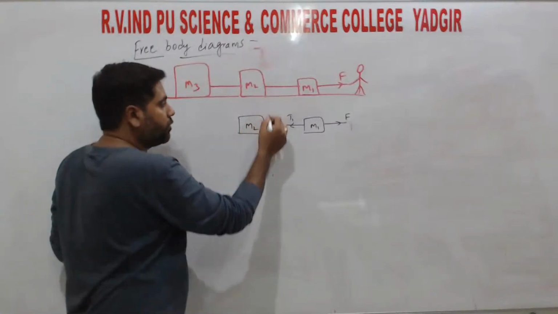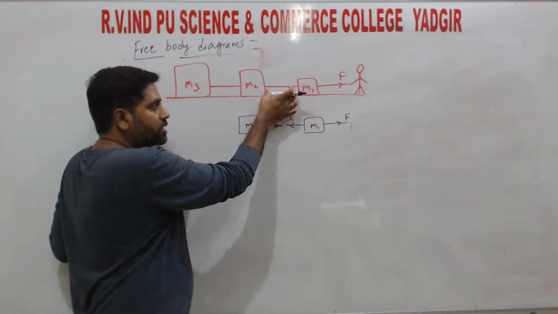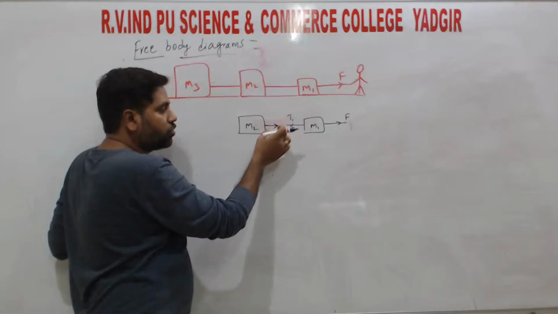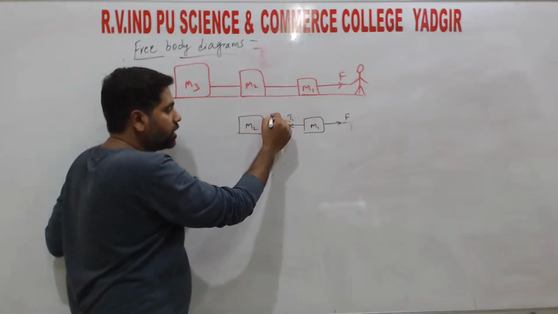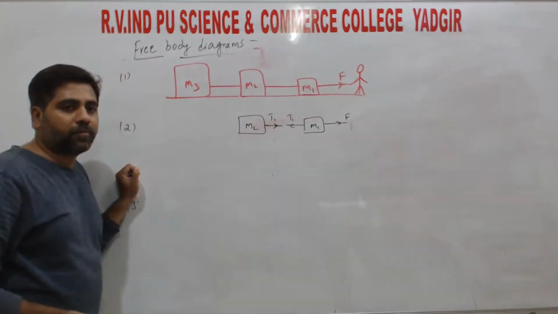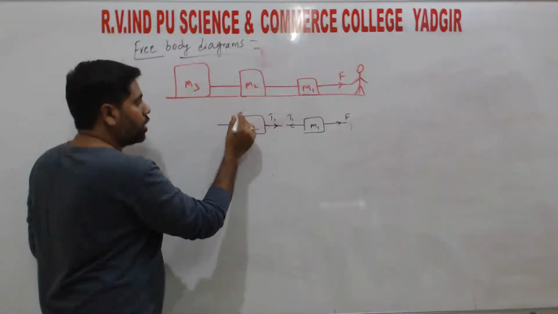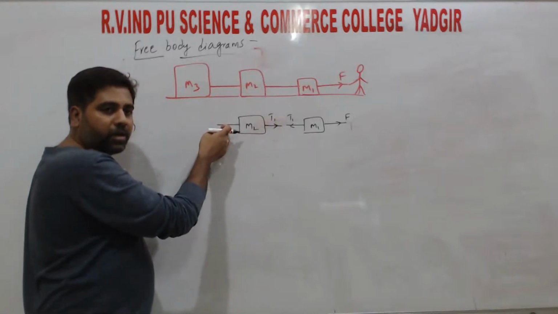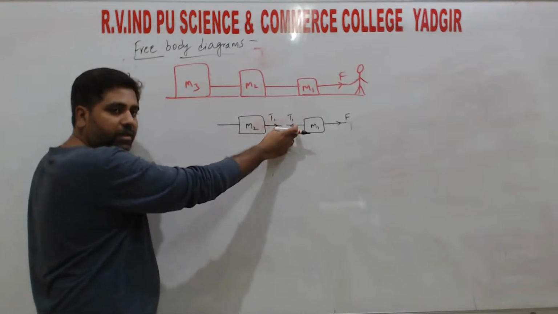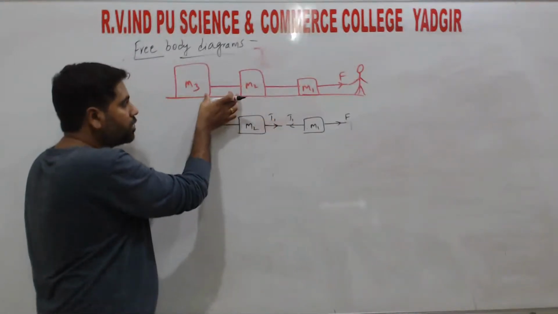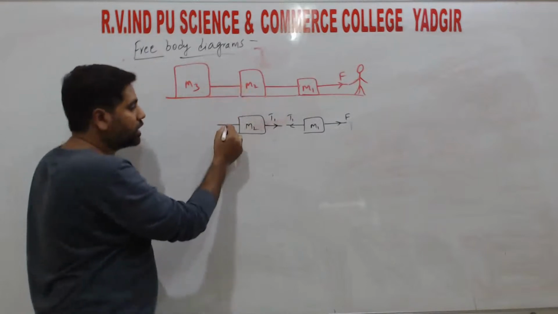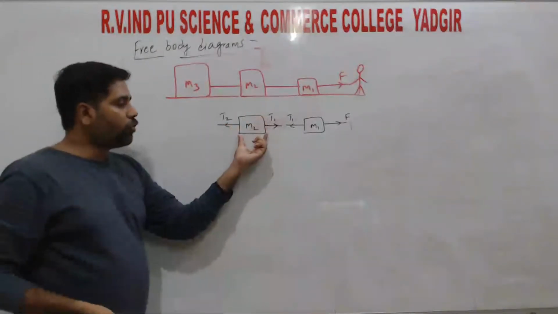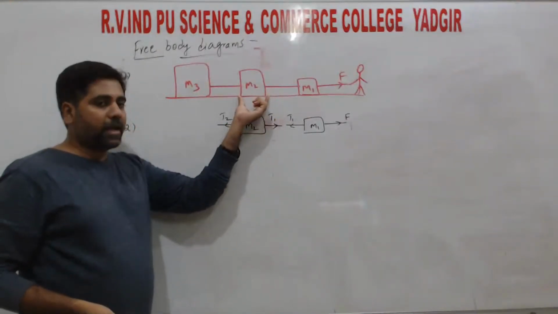So M2 is connected with the string, right? The same string which is connected between M1 and M2. So if there was tension T1 on M1, then on M2 also the tension in the same thread is the same, that is T1, right? Another string is connected between M3 and M2. Here these two are connected with a different string, so we take that one as T2. So T1 and T2 are the two forces which are acting on the object M2, right?